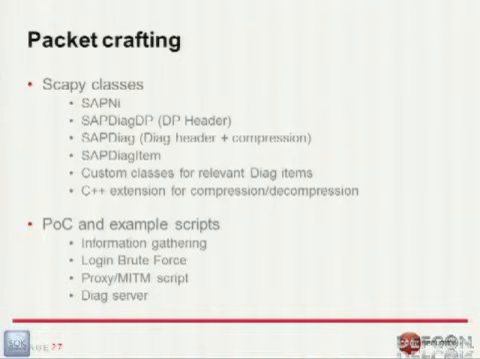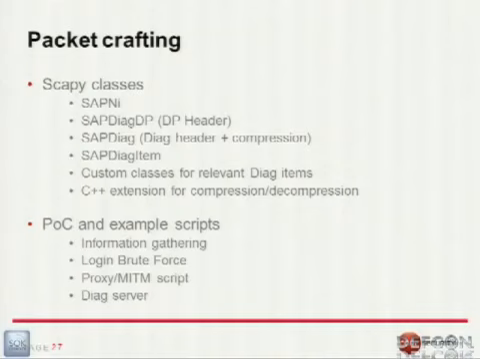So there are 4 main classes: the SAP network interface class, another class for the Diag DP header, the main one for the Diag protocol, which is the one that handles all the compression, and one class for Diag items. Some custom classes are included for the relevant items, but you can also create different classes for the different items.